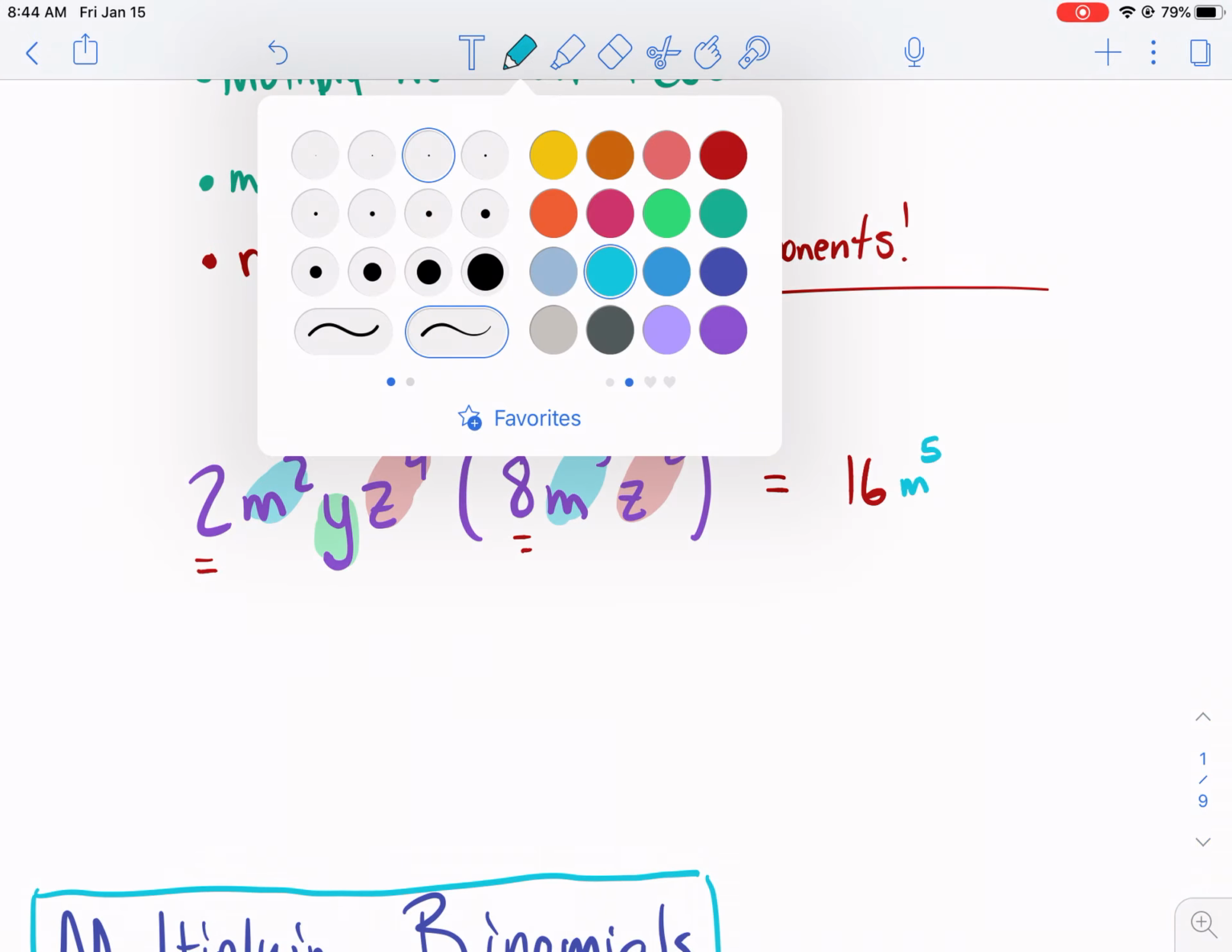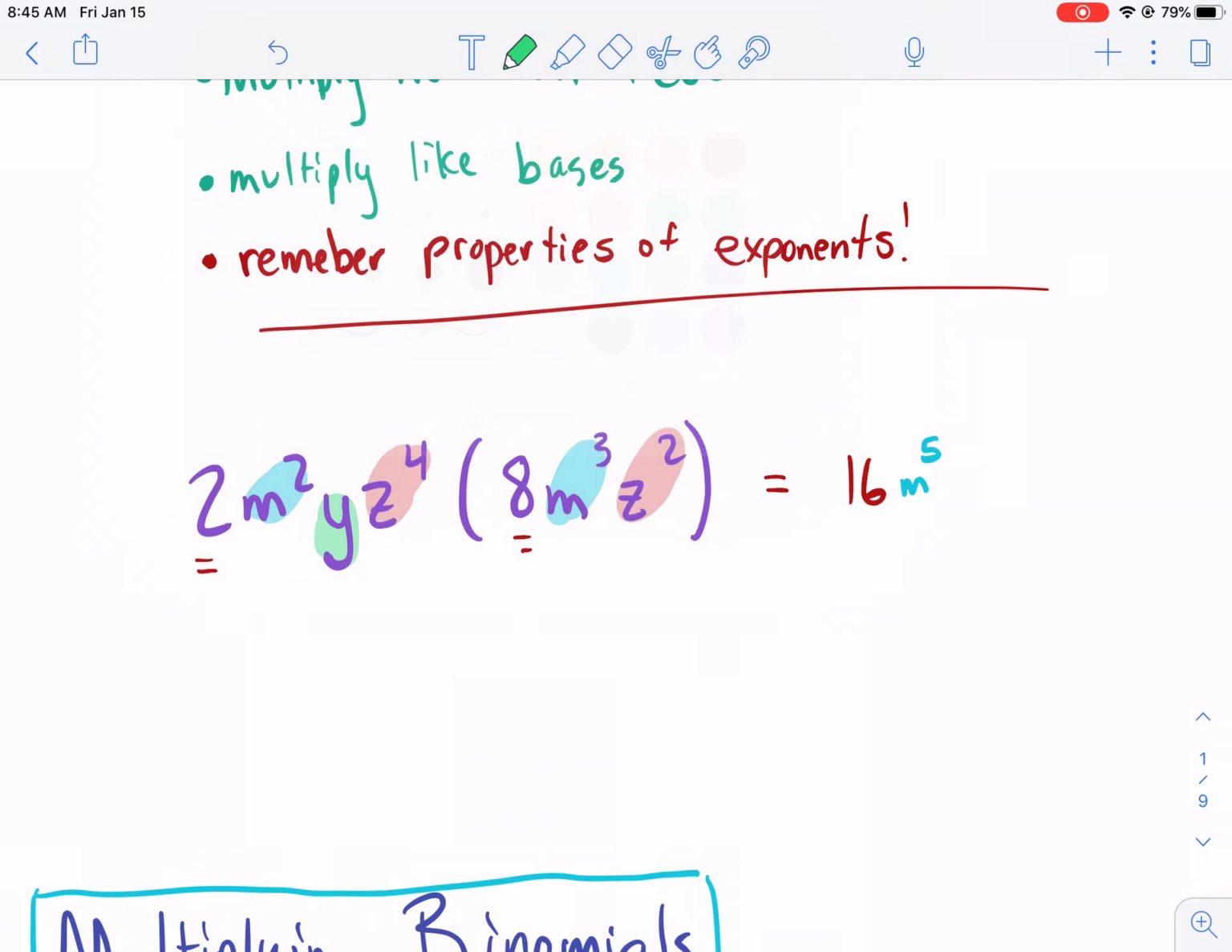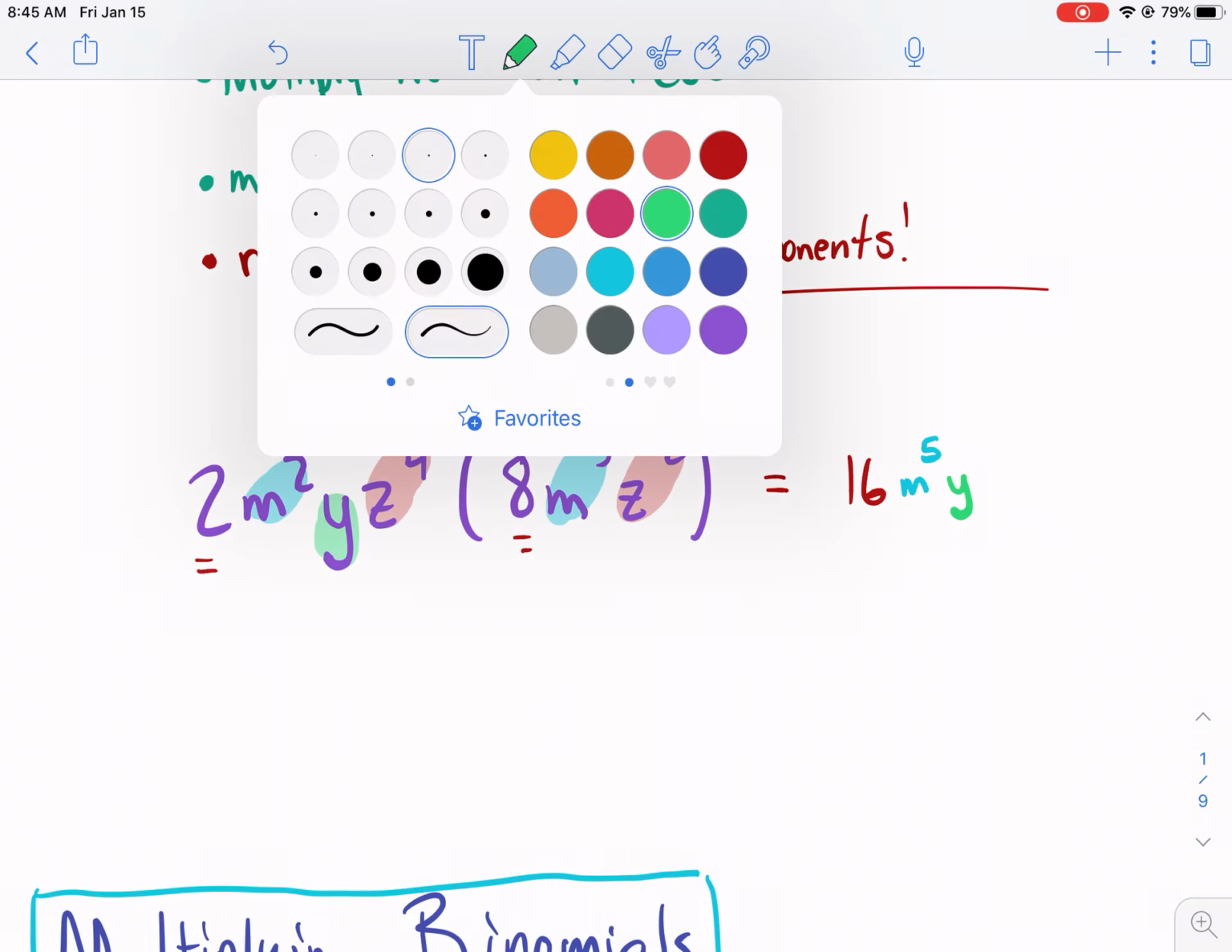We have our y. We're going to go in alphabetical order. We have our y next, and it's not multiplied by anybody. That's technically y to the 1st, but it's an implied one just by writing y. And then we have z to the 4th times z to the 2nd. That's our product rule. We're going to get z to the 6th power. And that's going to be our final answer. Monomials, fairly easy. That's the process.